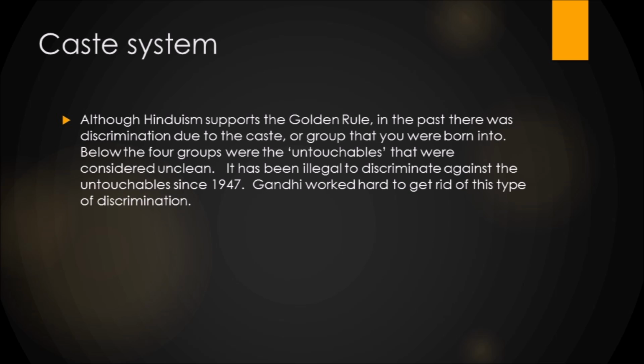Finally, although Hinduism supports the Golden Rule, in the past there was discrimination due to the caste system. That means the group that you were born into. But below these groups were the untouchables. They were considered people that were unclean. It's been illegal to discriminate against the untouchables since 1947. Gandhi worked hard to get rid of this type of discrimination in India.